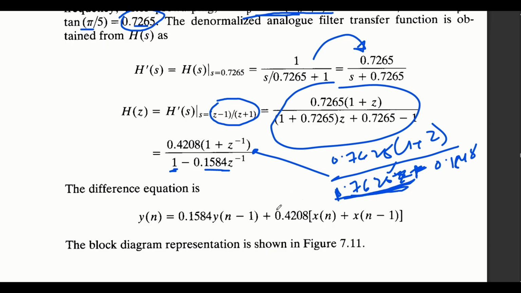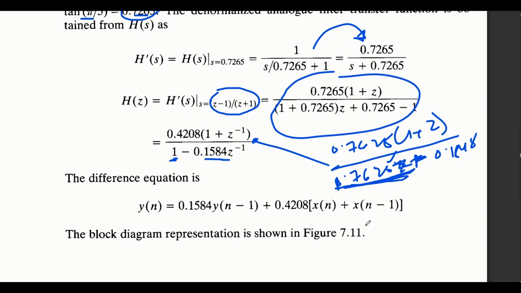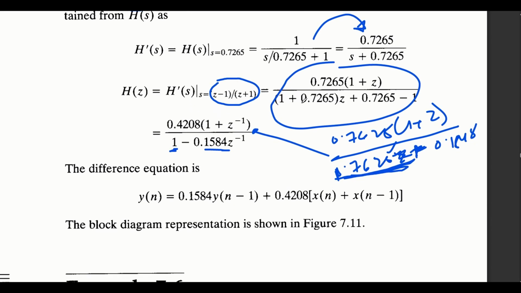So it means that 0.4208 is a factor outside. Multiplying 1 is the same as z to the power 0, right? So it means x of n plus 0.4208 multiplying z to the minus 1, so x of n minus 1. And with that, you have successfully designed the filter using the bilinear Z transform. And that practically solves this question.